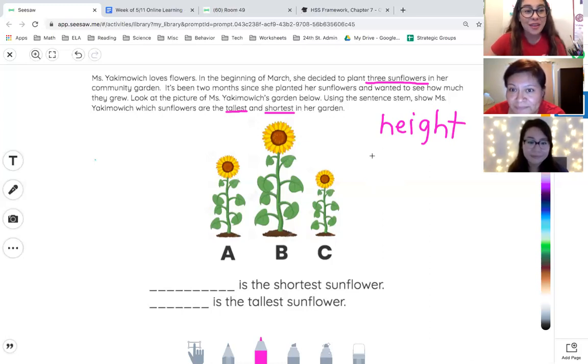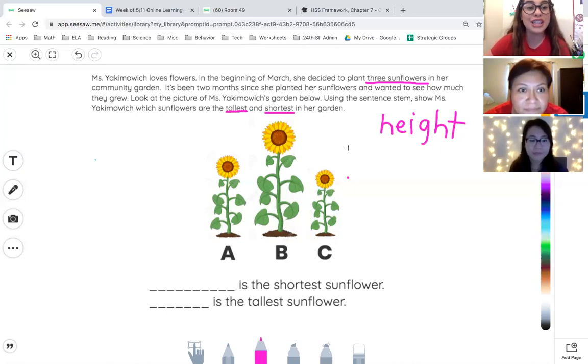All right, so now that we took those vocabulary words out and we understand, okay, we're looking at height because sunflowers do grow vertically. They grow up to the sun, right? That's why they're called sunflowers, because they're looking for the sun. We're going to do our third read and we're going to ask ourselves, what do we need to do to complete this story problem to our best ability? Okay.